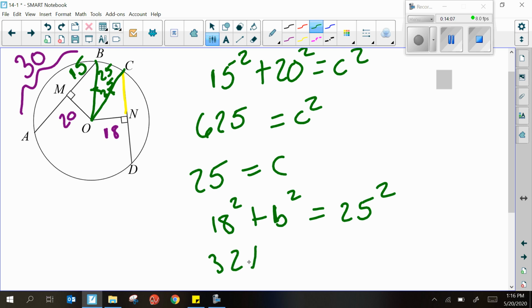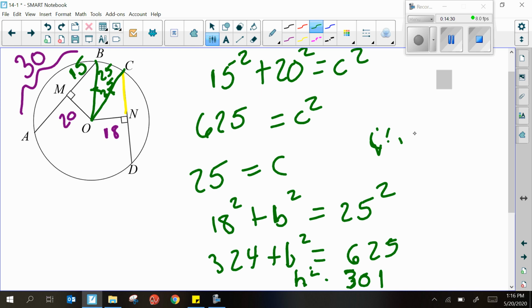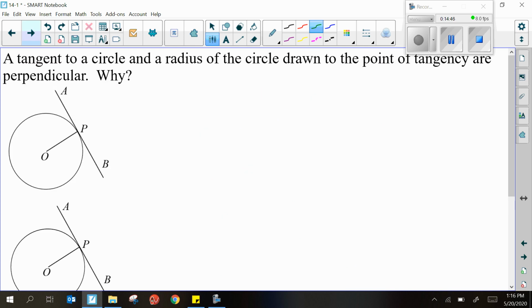So I have 324 plus b squared equals 625. Take away 324, so b squared equals 301. And it doesn't say to round, so I'm just going to take the square root and say that CN equals radical 301. All right.